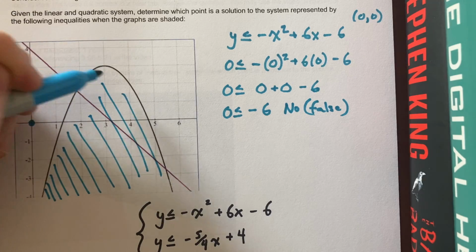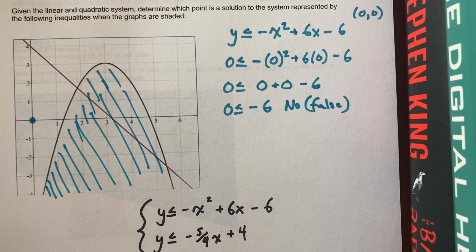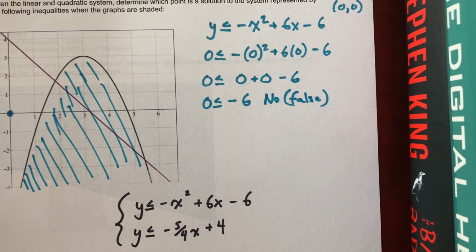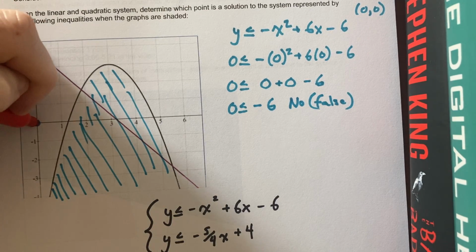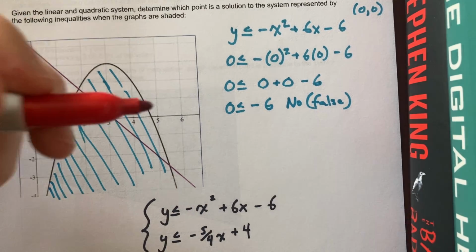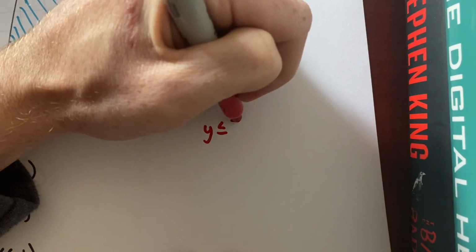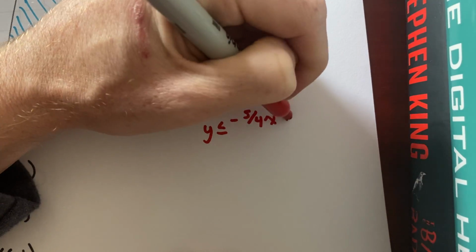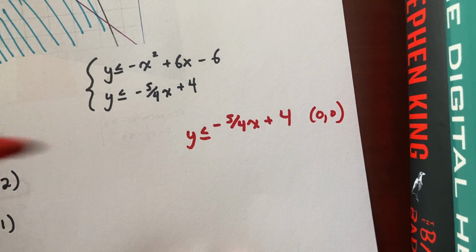So draw a bunch of little lines there. It helps if you do this on a separate sheet of paper and you're using different colors. That's always beneficial. Next, I'm going to deal with the linear function. I'm going to pick the exact same point, the origin. So come down here. I'm going to show my work at the bottom here. I'm going to write my equation out, 5/4 x plus 4. I'm plugging in that point (0, 0) to check.